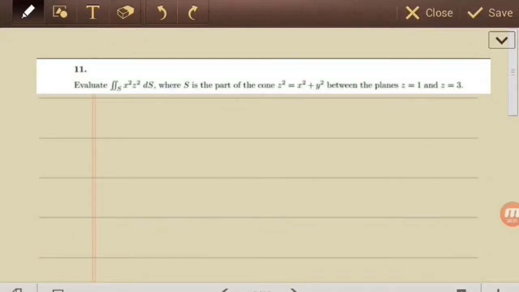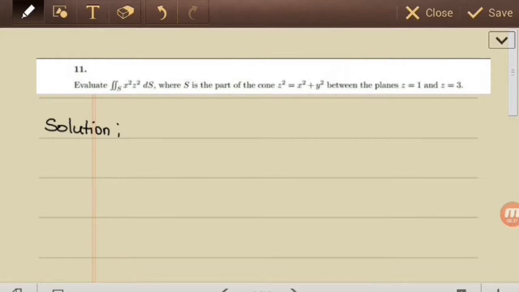So, welcome. Here we're asked to evaluate this surface integral, where S is the part of a cone, z squared equal to x squared plus y squared between the planes z equal to 1 and z equal to 3. Okay, let's draft a solution for this.